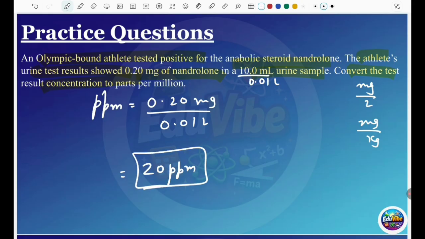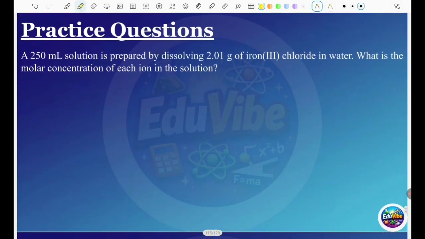Easy question, but you just have to know this thing. If you take it straight, you will get the wrong answer. Mg with liters, mg with kgs. Both are different. So that's how you can deal with those. Next question we have.